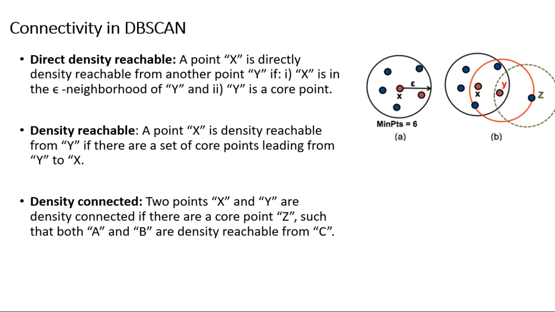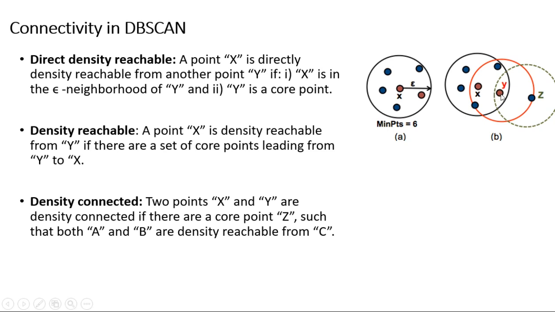How densely they are connected. So there are three types of connectivity I can discuss. The first is direct density reachable. Let's say this is X, this is Y. If X is directly reachable from X to Y, for example in this diagram, from X to Y, then I say it's direct density reachable.